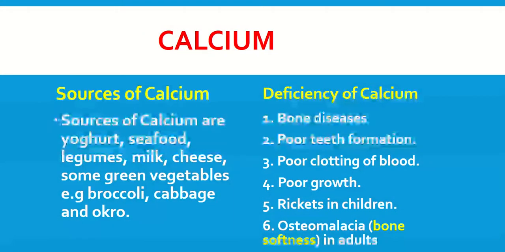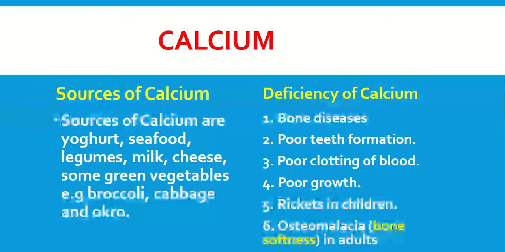What are the sources of calcium? Yogurt, seafood, legumes, milk, cheese, and some green vegetables. Now, deficiency of calcium. If you don't have enough calcium in the body, it can lead to bone diseases, poor teeth formation, poor clotting of blood, poor growth, and rickets in children. Such a child may be suffering from rickets. In adults, it is called osteomalacia, which means bone softness.